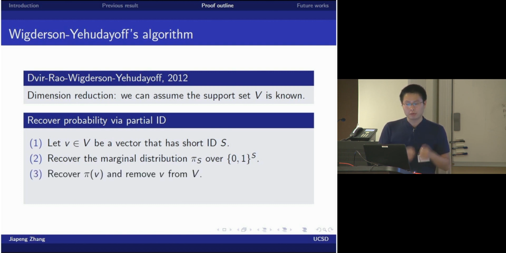Then we can recover pi V because S is the identification of V. We can identify the vector V by the set S, and then we can just remove V from capital V, and then we go back to step 1 and run this algorithm again.